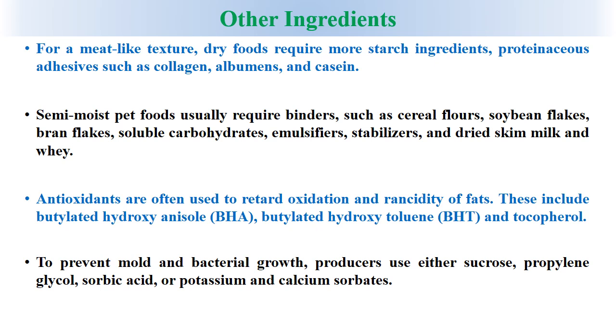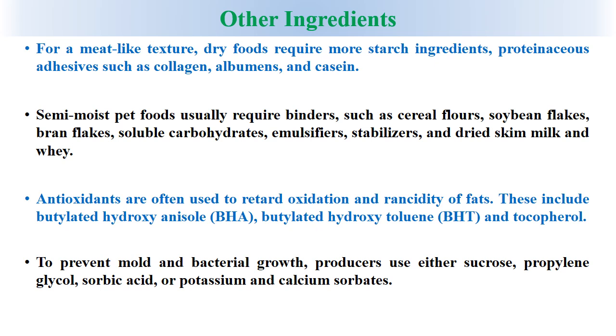In continuation to the ingredients or raw materials, here is another set of ingredients which are additional or miscellaneous. For a meat-like texture, dry foods require more starch ingredients and proteinaceous adhesives such as collagen, albumin and casein. So these are important for dry pet foods. Semi-moist pet foods usually require binders such as cereal flours, soybean flakes, bran flakes, soluble carbohydrates, emulsifiers, stabilizers, and dried skim milk or whey. So these are requirements for the semi-moist pet foods.